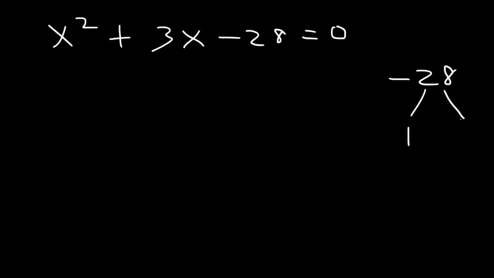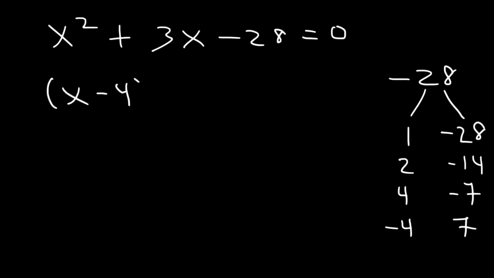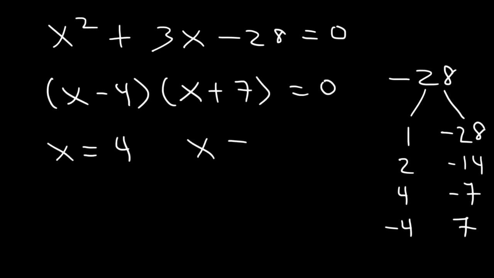So if we divide negative 28 by 1, we'll get negative 28. If we divide negative 28 by 2, we get negative 14. 3 doesn't go into it. If we divide it by 4, we'll get negative 7. 4 and negative 7 differ by 3. If we add them, it's negative 3. So we need to change the sign. So it's going to be x minus 4 times x plus 7, which means that x is equal to positive 4 and negative 7.